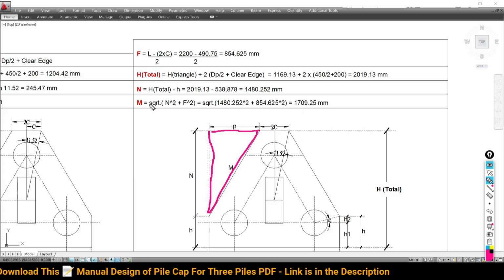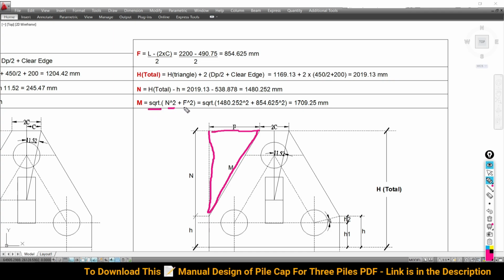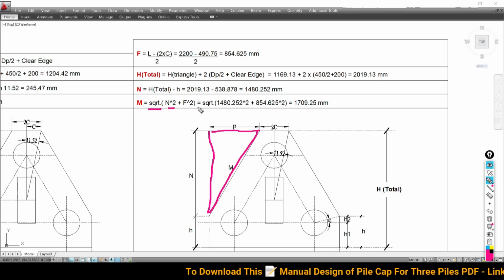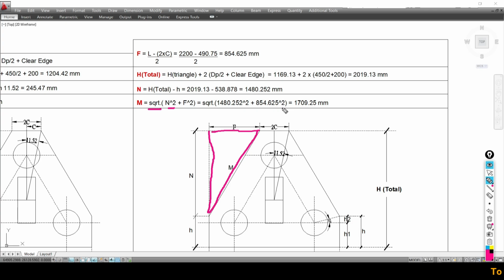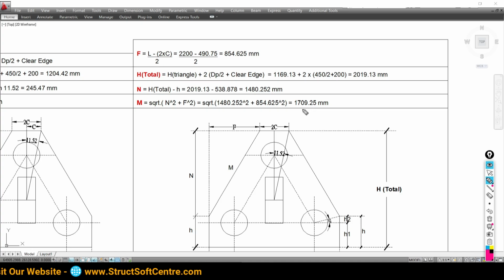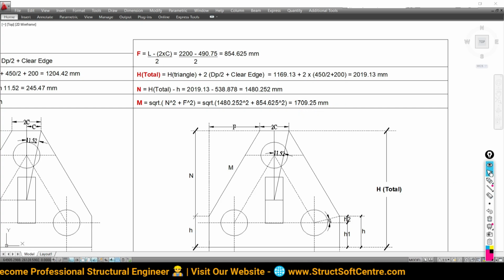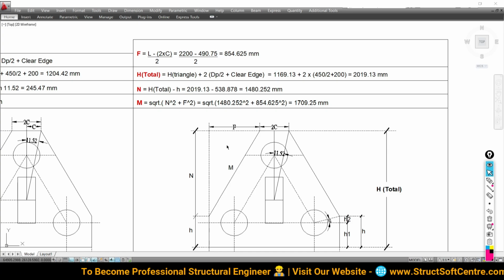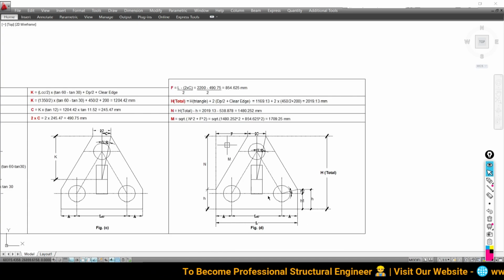Now finally it is the simple triangle with f and this n, and we have to calculate this m value. It's very simple: square root of n square plus f square. Put the value of n here, 1480.252 square plus 854.625 square. If we do this calculation, we get the value of m as 1709.25 in mm.